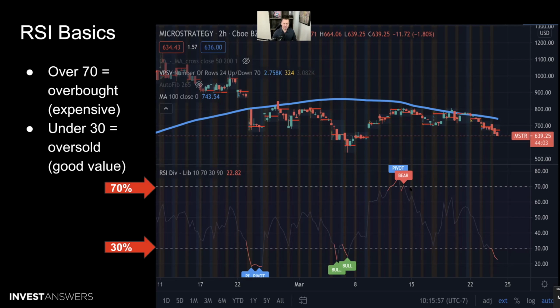Now, when it's above 70, it means overbought, which means it's expensive, which means it's likely it could turn down. When it's under 30, that means it's oversold and it's likely it'll go back up. So if you look at the chart here, you look at the bull flags hitting when MicroStrategy was at about 640, and all the way down here, it went down to 540 that day when we were having a live Discord session. We jumped into that trade. And now it's kind of gone up all the way.